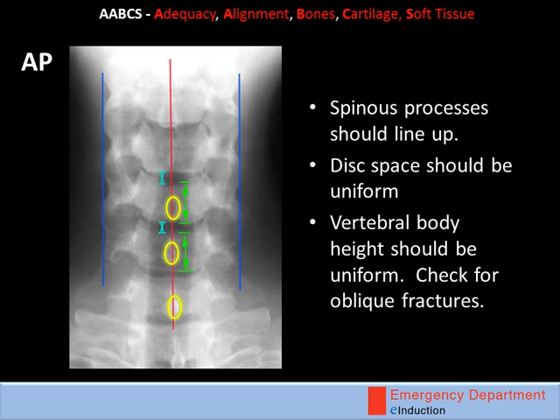Both the disc spaces and vertebral body heights should be uniform. However, you may find that if the patient's held in flexion, it may not be the case. As a review area, it's important to look at the lateral processes, as these fractures are commonly missed. That's the areas shown in blue.